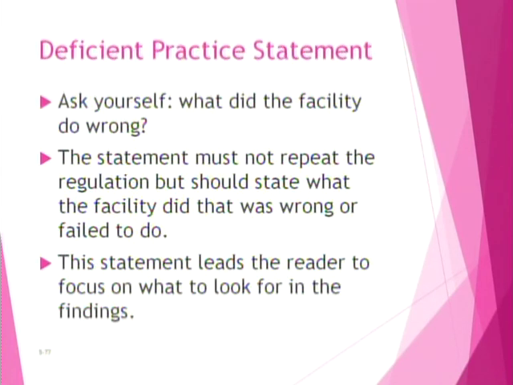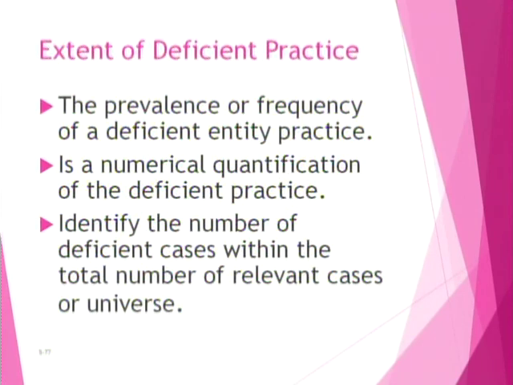The extent of the deficient practice is going to be the prevalence or the frequency of the practice. It'll be numbers, the numerical quantification of the practice. Identify the deficient cases, the number of deficient cases within the total number of relevant cases or universe. So the number of possible cases. Look back at your sample. Look back at what you've already looked at. Look at the number of cases.